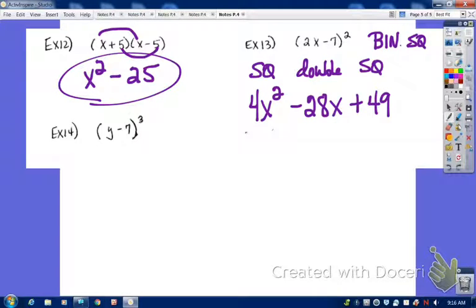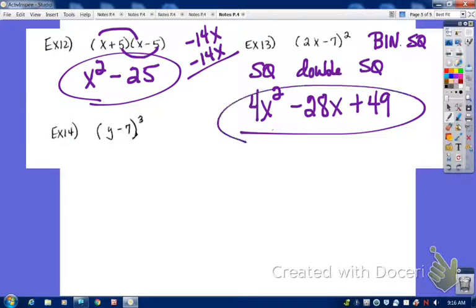You multiply 2x times negative 7 in your head, or you go over to the side and you write that down if you can't keep it in your head. 2x times negative 7 is negative 14x, and then you double that. You can multiply it by 2, or I like to actually, I'm visual, I like to see 2 of those. You're doubling negative 14x, so that's how you get negative 28x, and then negative 7 times negative 7 is 49.